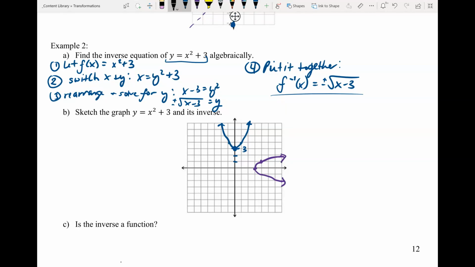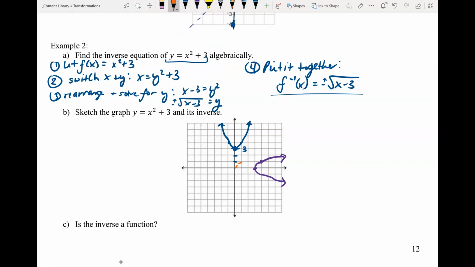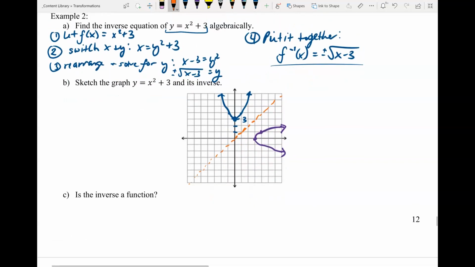And if you want to, you can see that this is the inverse graph by drawing in our line y equals x to show that that was the reflection line. You don't need to draw that in, I'm just showing you that that's our reflection line and how those two graphs relate to each other.